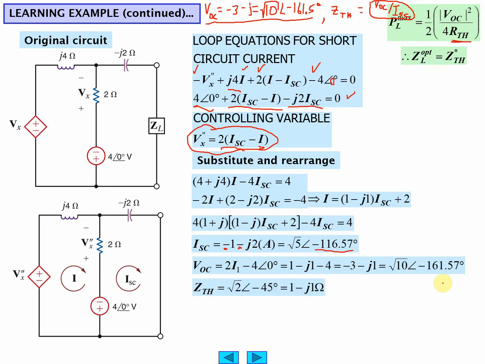Next step. So ZTH is 1 minus j. The optimum is 1 plus j. Right there. And then finally, RTH is 1. VOC squared is going to be 10. So that's going to be 10 over 8, or 1.25 watts.